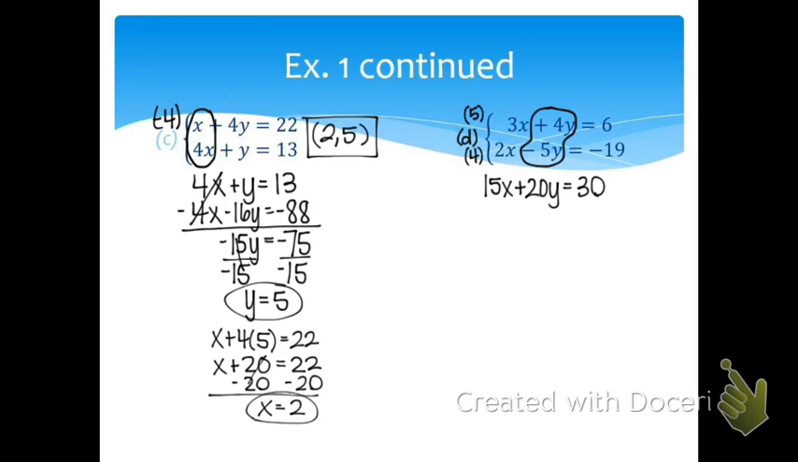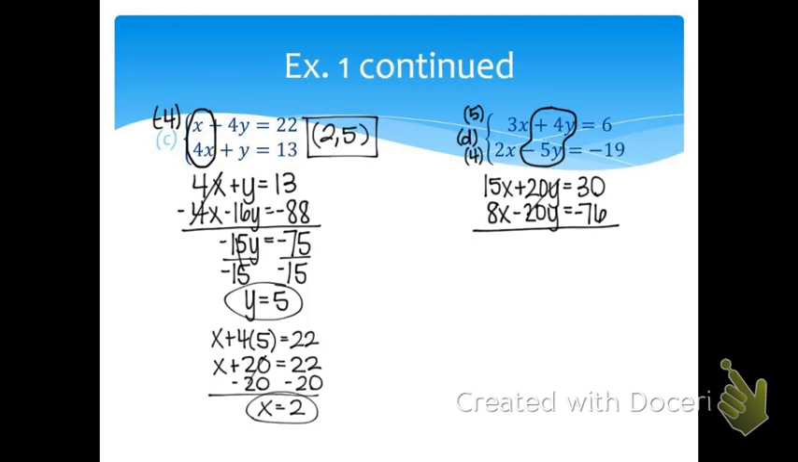Trayon, what about multiplying the second equation through by 4? What do you get? 8x minus 20y equals, all right, somebody help him. What's 4 times negative 19? Negative 76. Negative 76. Very good. So 4 times 2x is 8x, 4 times negative 5y is negative 20y, and 4 times negative 19 is negative 76. Can we eliminate the y now?